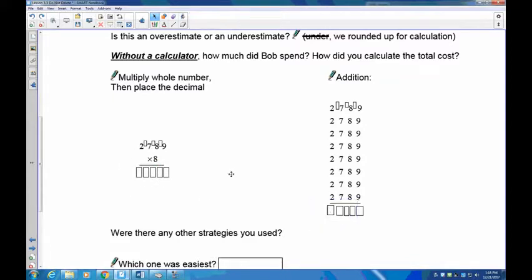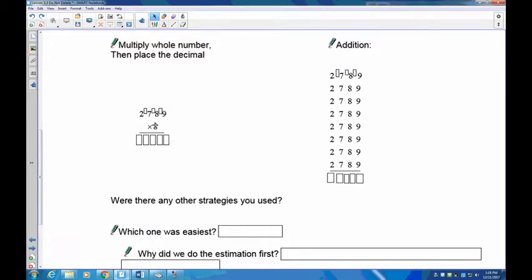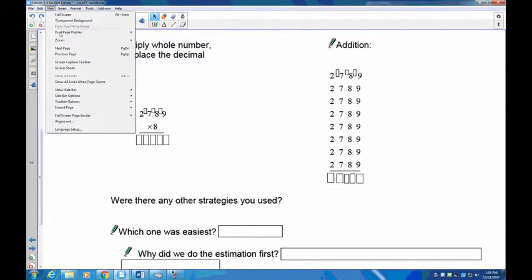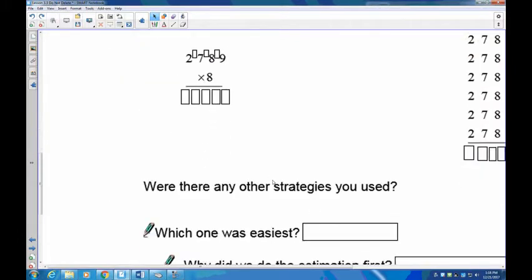Hopefully I won't erase anything. Okay, here we go. So now I'm going to multiply 8 times 2789, and I'm going to zoom in to get a good, clear, the largest picture possible.